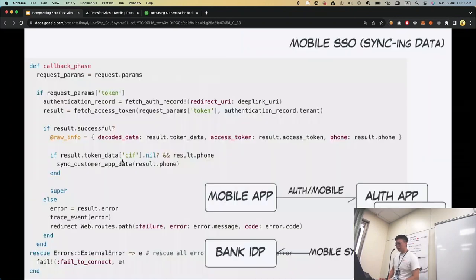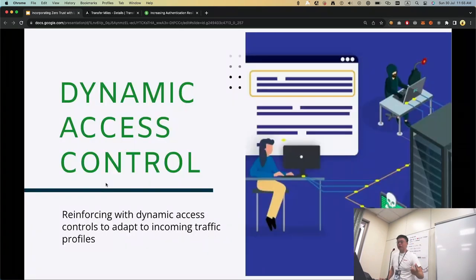Okay, so I think this wraps up the different approaches and the ways in which we use OmniAuth. The key thing you probably noticed is that we practice a lot of dynamic access control. This is one of the fundamental building blocks of zero trust, which is that you want to be able to restrict or limit access on the fly based on the user's traffic profiles as they come in.